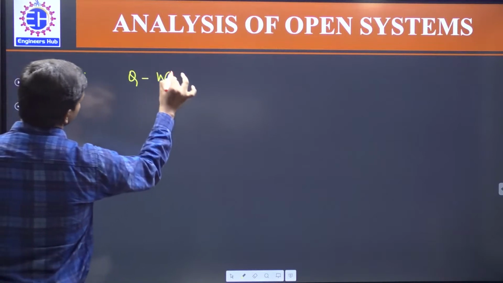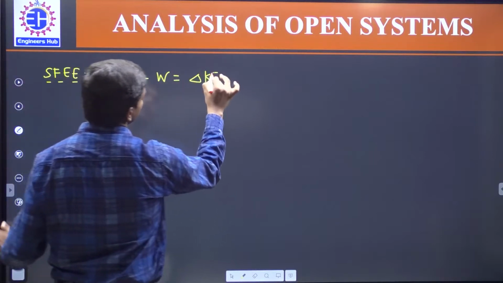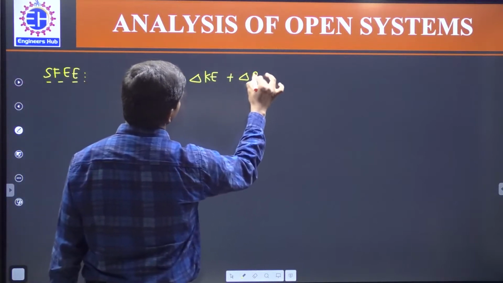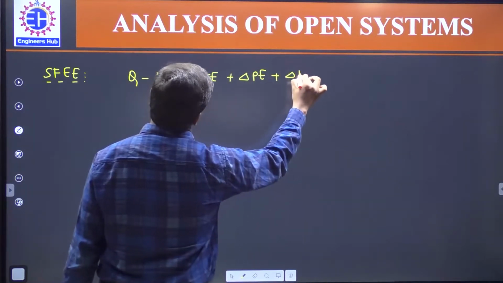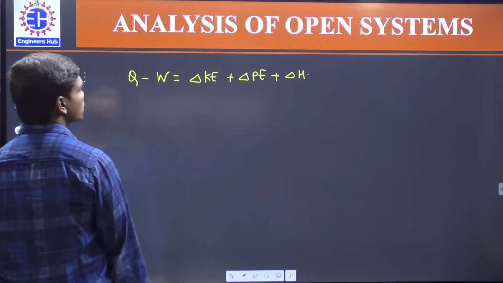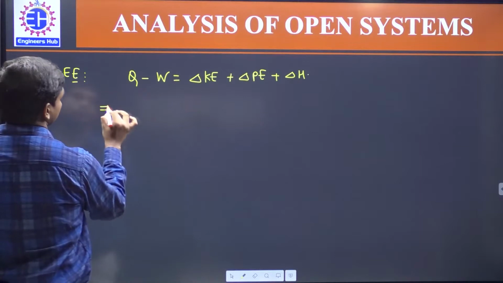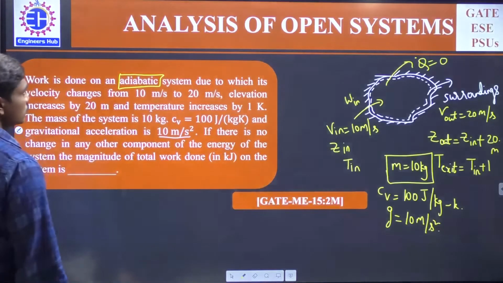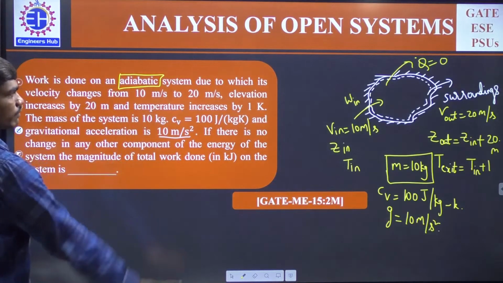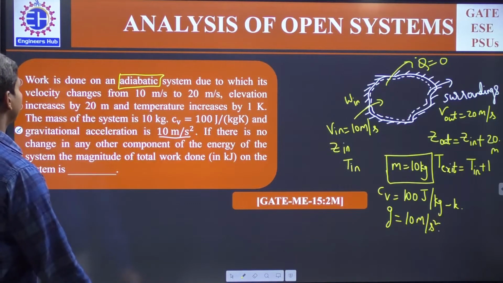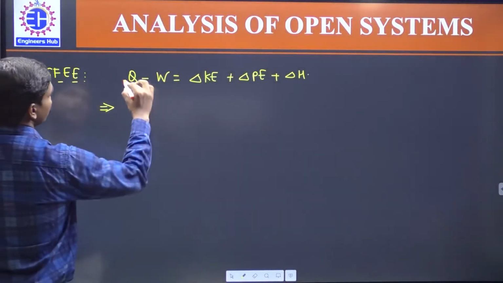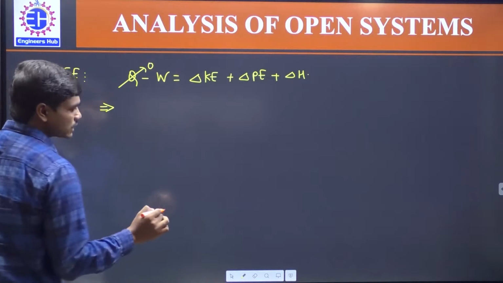Q minus W is equal to delta KE plus delta PE plus delta H. Okay, so see here. The temperature increased by 1 Kelvin, that's what we have. Q is 0 because it's given the device is insulated.